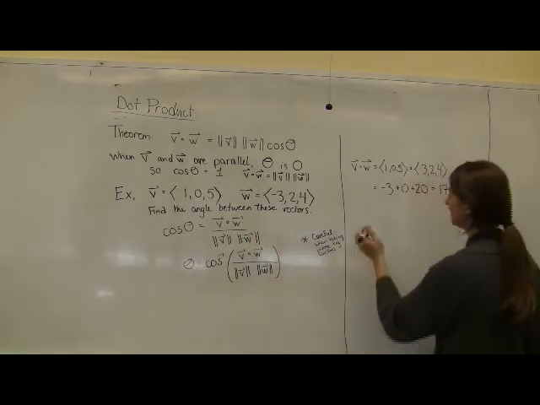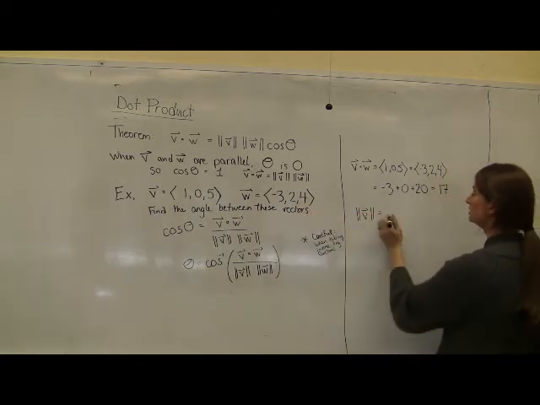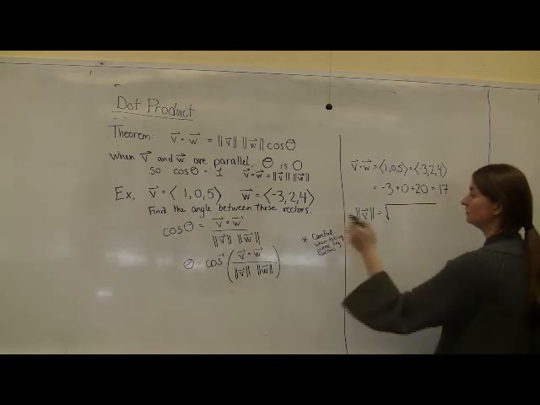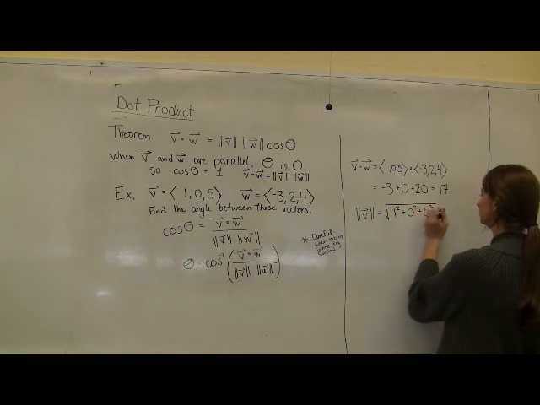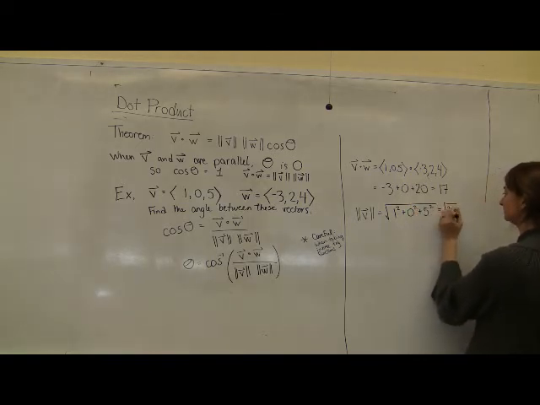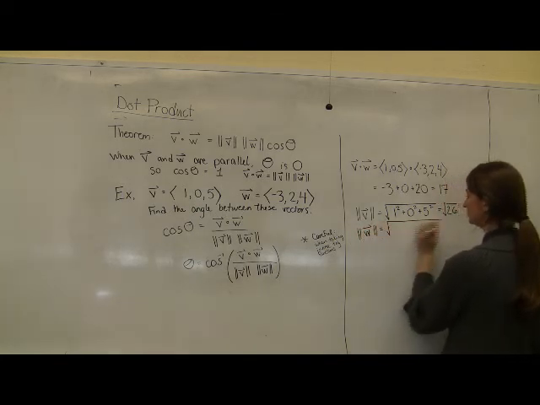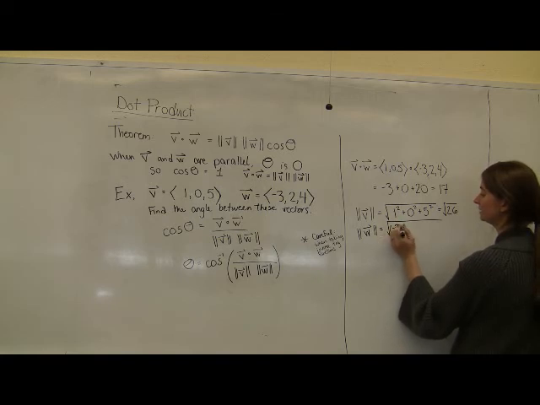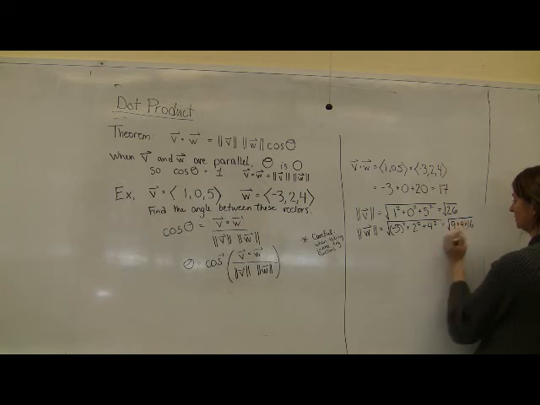We also need to know the magnitude of v. That's the length of v. And we're going to use our three-dimensional Pythagorean theorem to find out that it's going to be the square root of 1 squared plus 0 squared plus 5 squared, which is the square root of 26. The magnitude of w is going to be the square root of -3 squared plus 2 squared plus 4 squared, which is the square root of 9 plus 4 plus 16, which is the square root of 29.